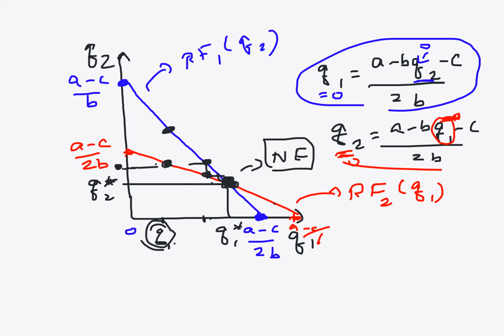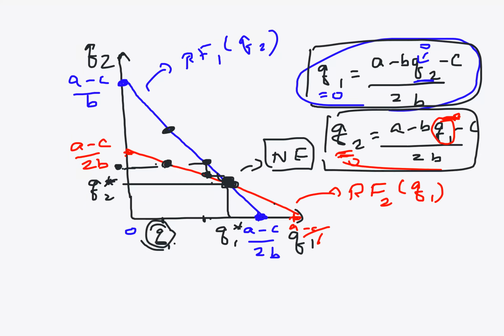The two best responses match. So let's solve for the Nash equilibrium in quantities. The idea is that we have two reaction functions, one for firm 1 and one for firm 2. We set them equal and solve them simultaneously. So here, you just take the value of Q2, which is this.